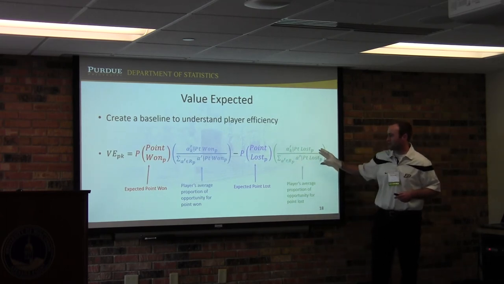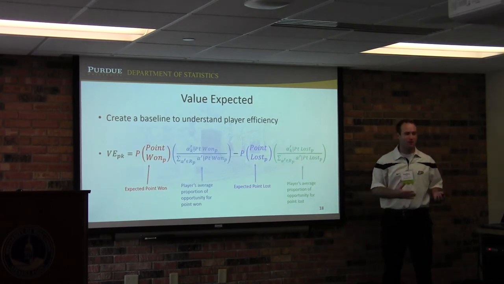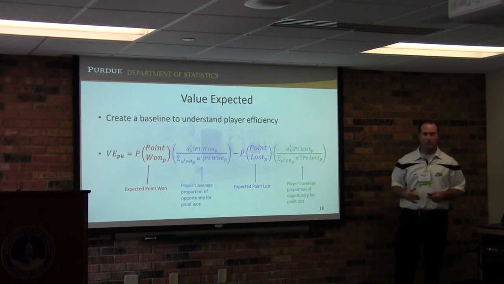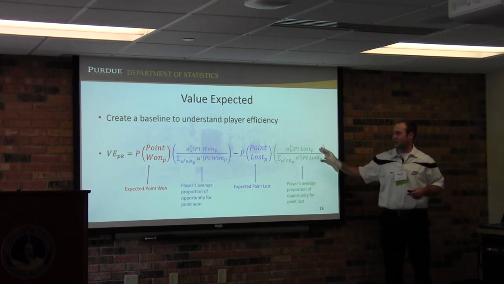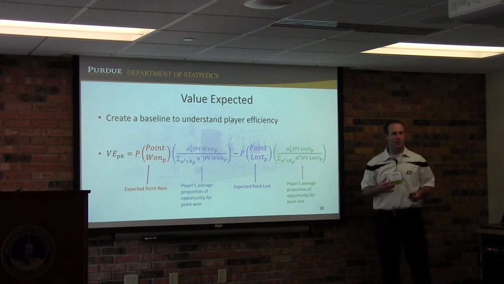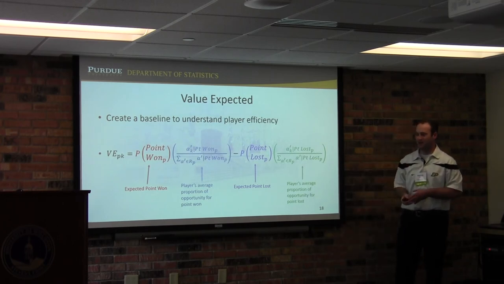We do the same thing for points lost. If you typically have a big role on points lost, say you're blocking, which is a low probability thing, then you'll have a bigger share here. So this way we get a score that doesn't use the actual gameplay outside of the lineups that were used to say here's how many points based on your role in the context we thought you should produce.